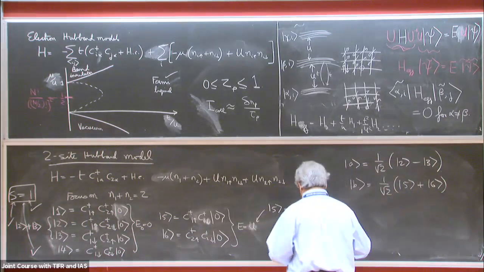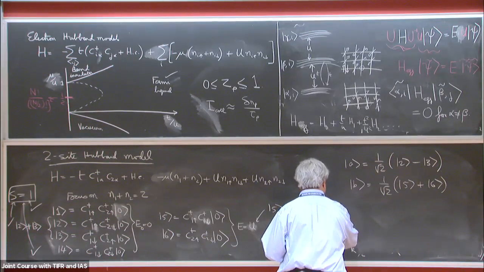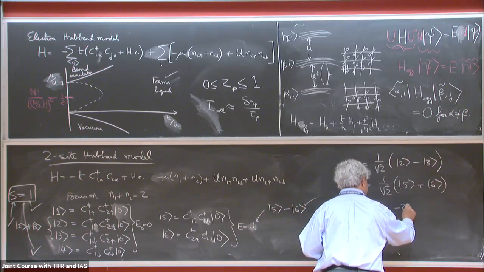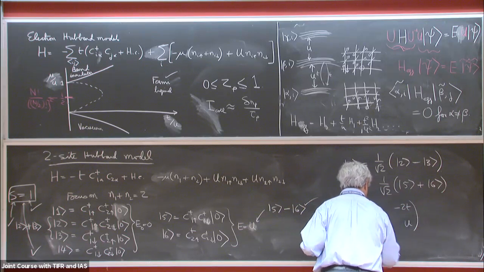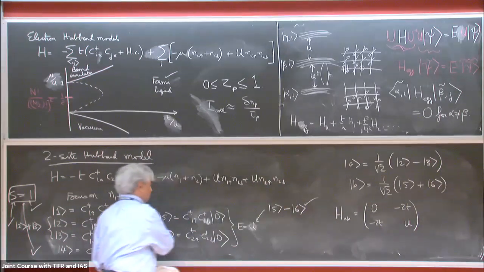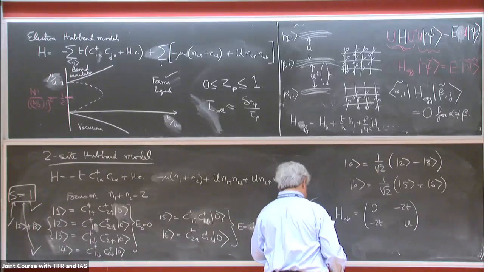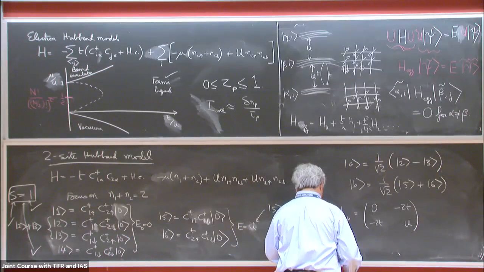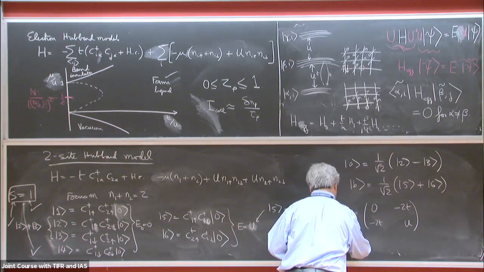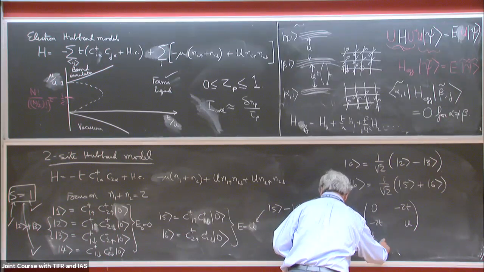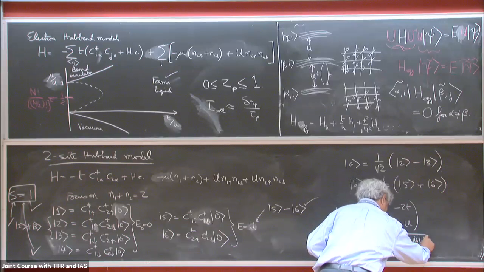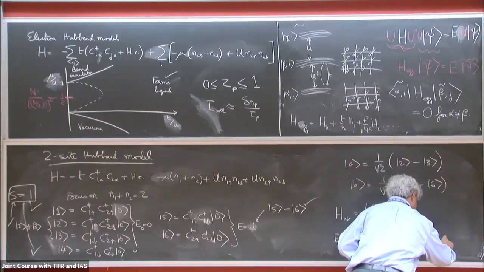Now you just have to do a calculation. So the Hamiltonian in these 2 states, H_AB, turns out to be 0, minus 2t, minus 2t, u, because this is a heavy state with energy u, that's a light state with energy 0, and there's a matrix element between them. So you diagonalize it, and you only take the low energy state, E low, you don't care about the high energy state. It is minus u over 2 minus the square root of 4t squared plus (u over 2) squared, which if you expand it out for t smaller than u is minus 4t squared over u.